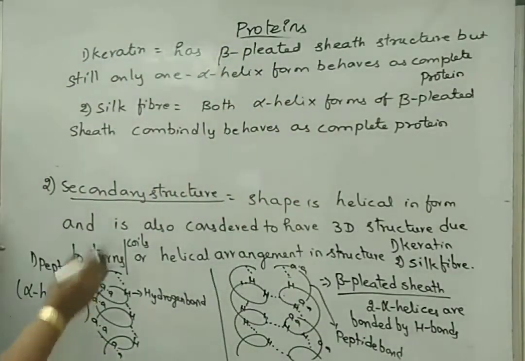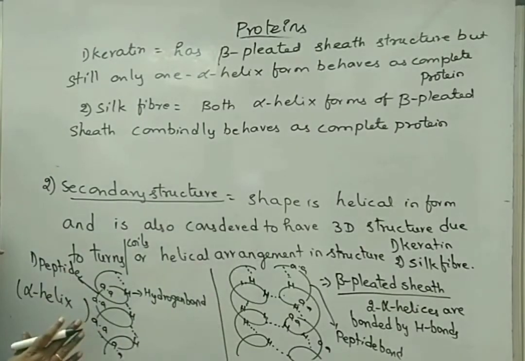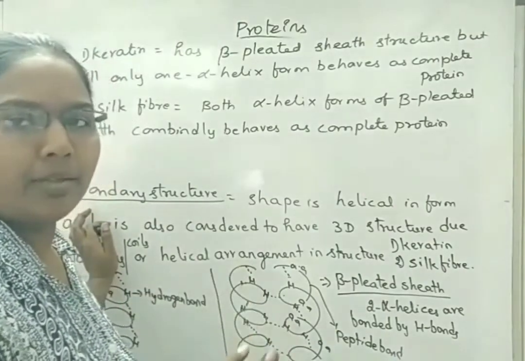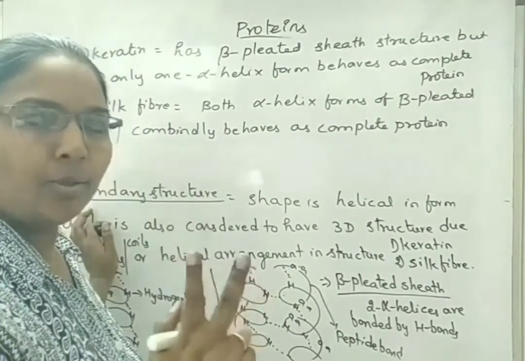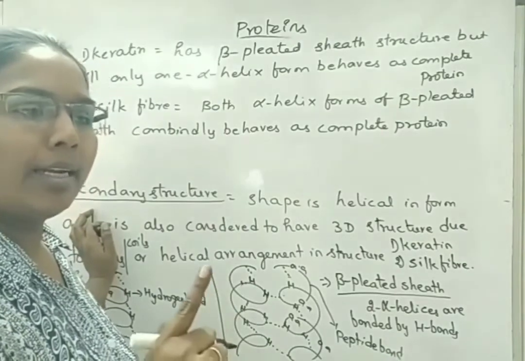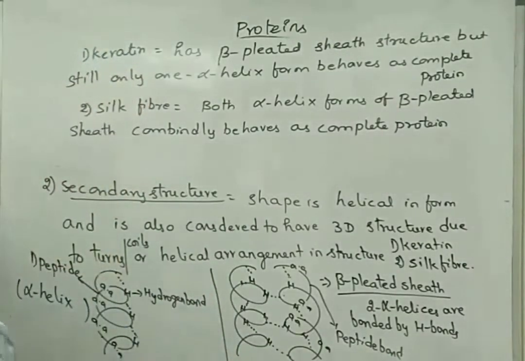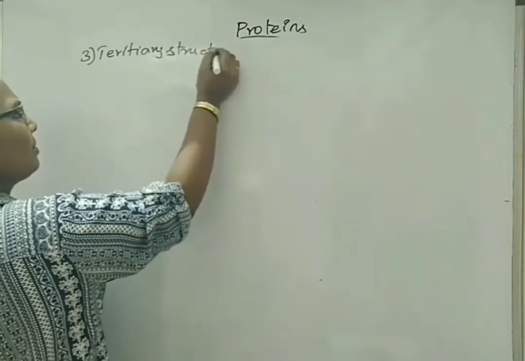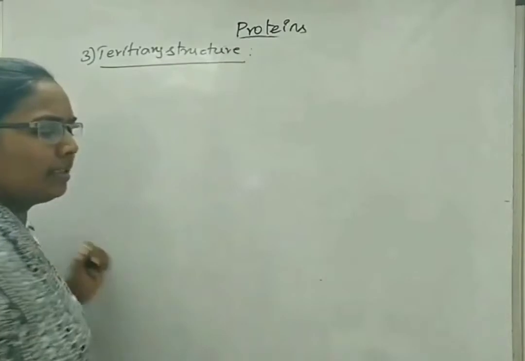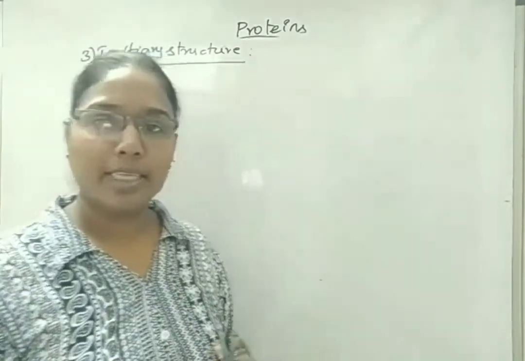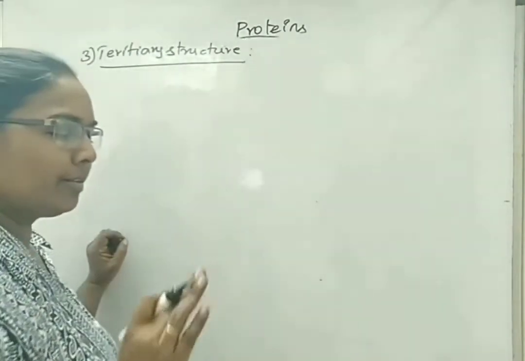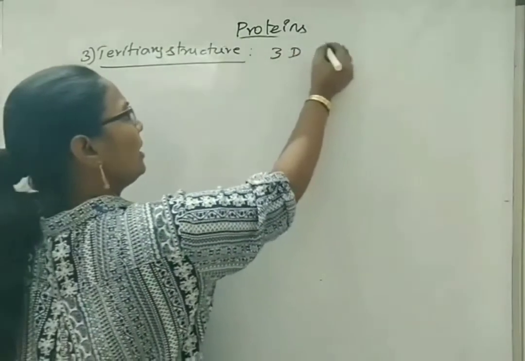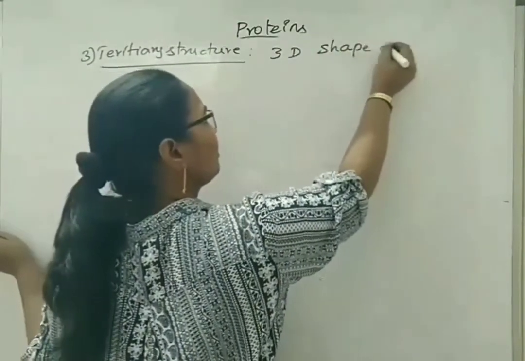Next one is the tertiary structure of protein. I am erasing this secondary structure. We have to remember that in the primary structure there is only the peptide bond between the amino acids. In the secondary structure there are two different types of bonds: one is the peptide bond and another is the hydrogen bond. Tertiary structure of protein. Here we see many different types of bonds and also a perfectly framed 3D shape of the protein.